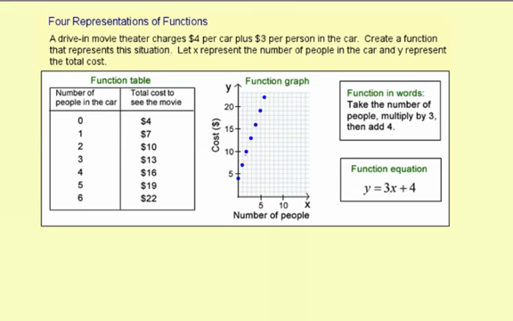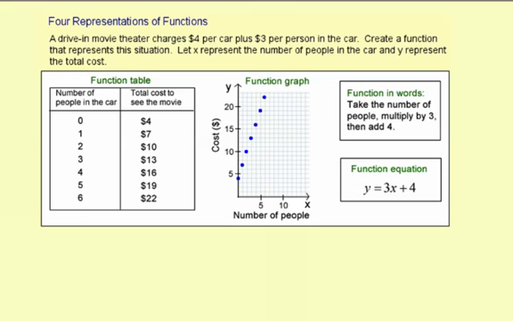And that's easier to see on a function graph, where you take the input, which is in this case the horizontal axis, and then the output, which is the vertical axis, and you just plot each point. And you can see for this function they all kind of are in the same type of line here. Okay, so this function graph shows the same thing as the function table.